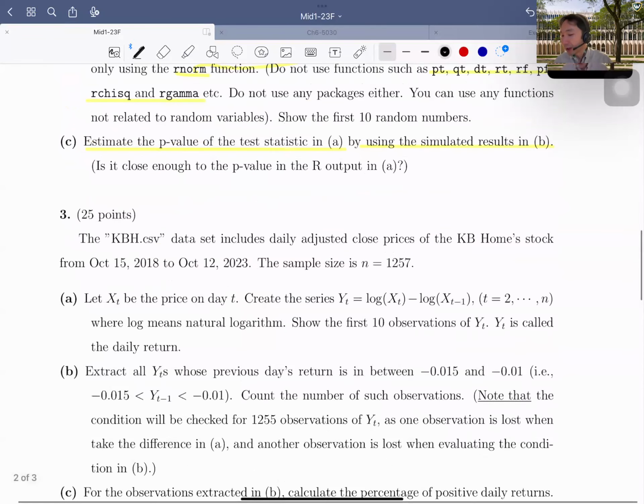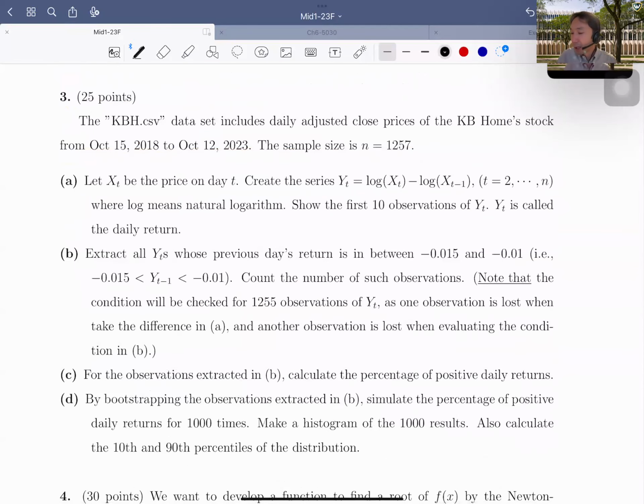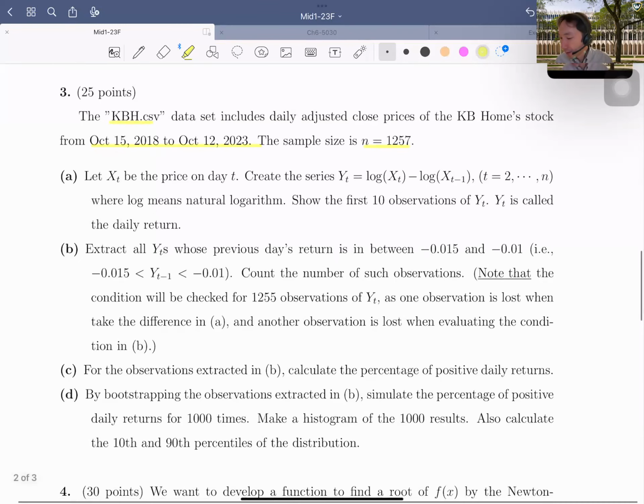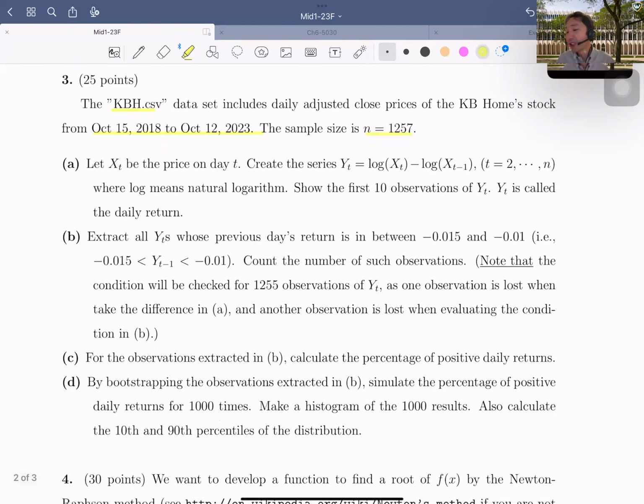And question 3. Question 3 is about the stock market. This is actual stock market data that I downloaded just before making the question, so it's available from 2018 to October 12, 2023. And the sample size is 1,257. But usually we are interested in the stock return, not just the stock price.